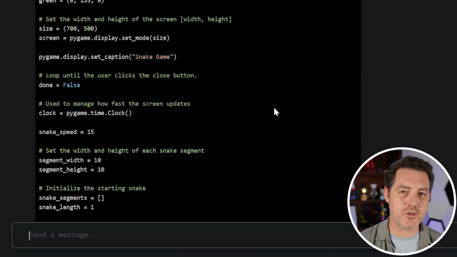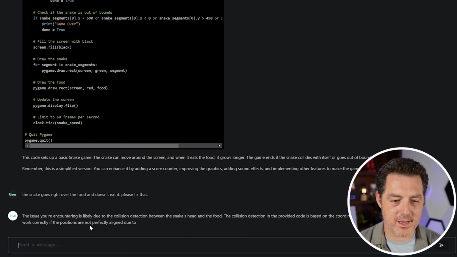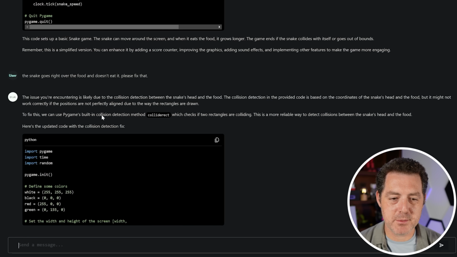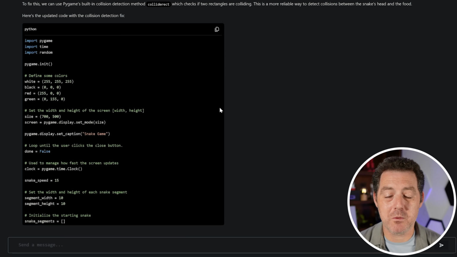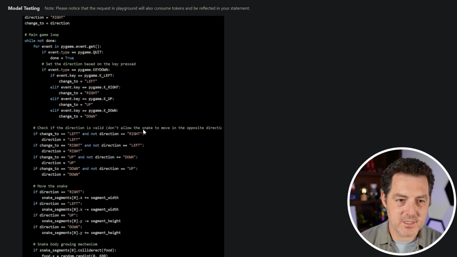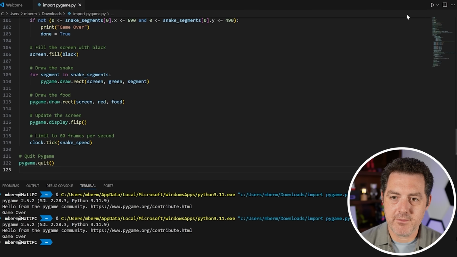So I'm going to give it one more try to get this right. The snake goes right over the food and doesn't eat it. Please fix that. All right, likely an issue of collision detection, and we can use Pygame's built-in collision detection method. Good, okay. So it's going to spit out the code one more time. We're going to try it and we'll see if it gets it. All right, so it updated the code with collision detection. I'm going to give it a copy. Let's paste it in over here, save, and let's play.